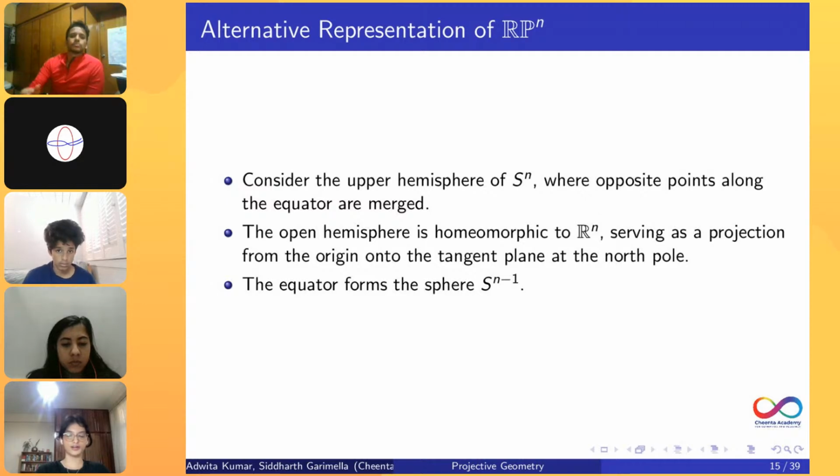Alternative representation of RP^n. Consider the upper hemisphere of S^n, where opposite points along the equator are merged. The open hemisphere is homeomorphic to R^n, serving as a projection from the origin onto the tangent plane at the North Pole. The equator forms the sphere S^(n-1).